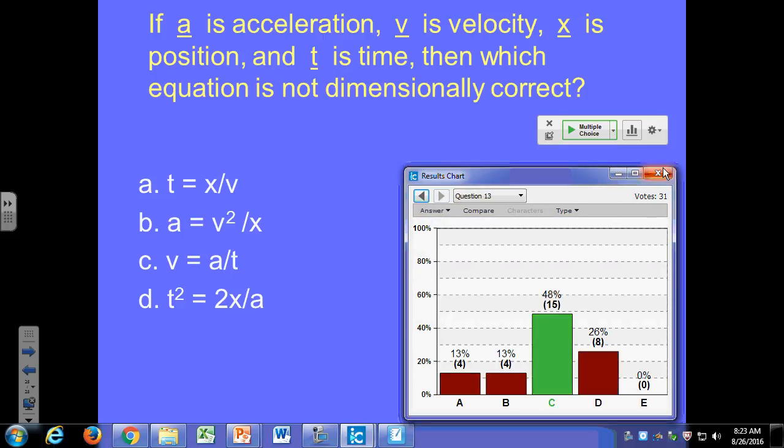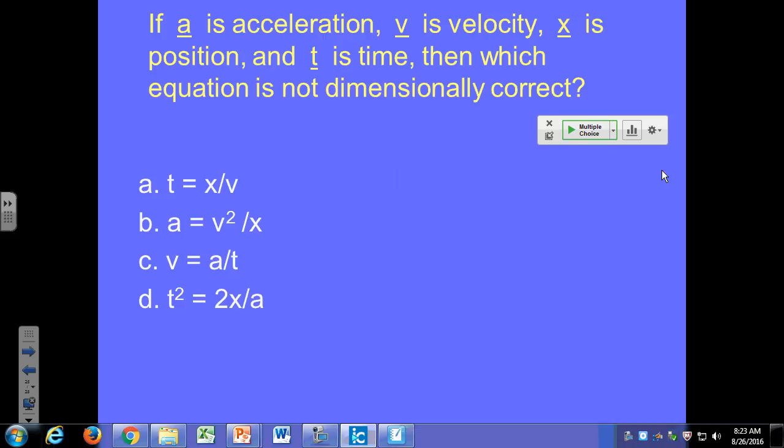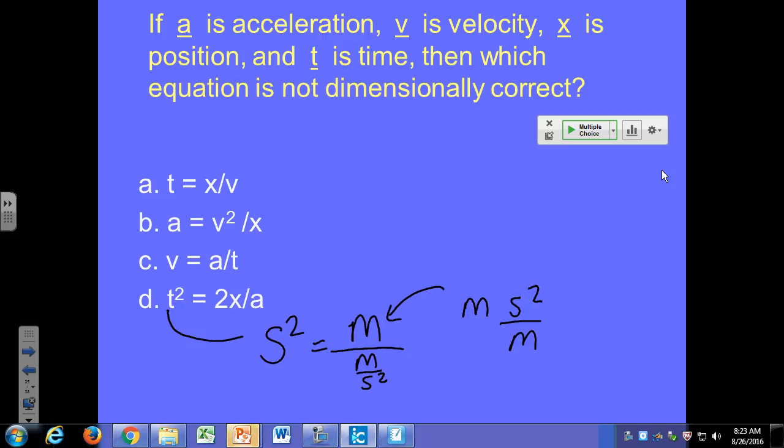Okay, good. C is right. Let's just pick out one. I'm going to do this one right here. D is not the right answer, but let's just show you why it's not. Since x is meters, a is meters per second squared, I can rewrite this part as meters times second squared over meters. So those cancel. So that one is dimensionally correct, so it's not the right answer.